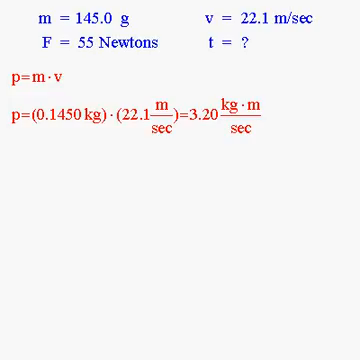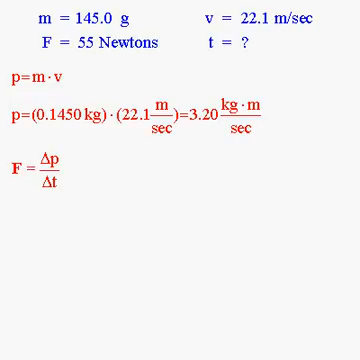Now, in order to use equation 9.6 to figure out the time, I'm going to have to figure out the change in momentum. Well, the initial momentum was 3.20 kilogram meters per second. The final momentum was 0. So the change in momentum, final minus initial, is negative 3.20 kilogram meters per second. Now I'm going to do something that really annoys students. I'm going to drop that negative and say that delta P is just 3.20 kilogram meters per second.